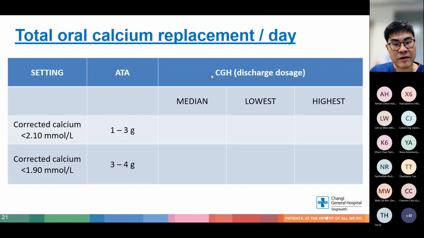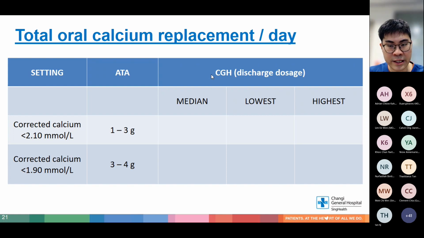This time I've converted it to make it a bit more applicable to our local population, so the values have been adjusted for hours. This is the recommended total oral calcium replacement in one day. It's usually given in divided doses throughout the day so that you can maintain a steady plateau of serum calcium levels. Is this useful for our population?